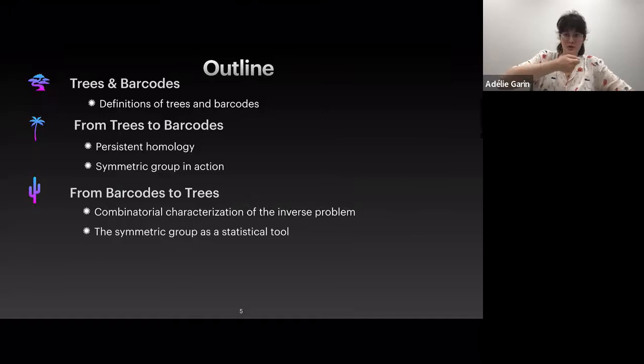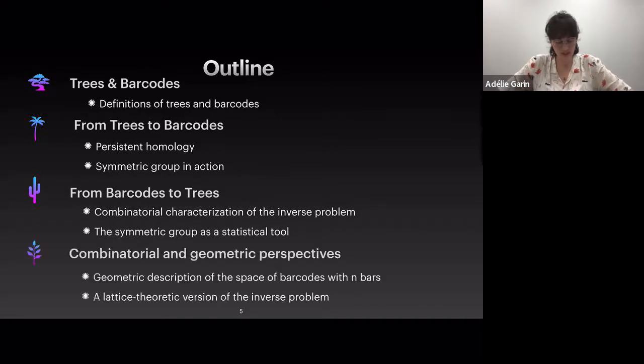Then, from barcodes to trees, the reconstruction problem. I'll explain how we can use the symmetric group as a statistical tool. And then I'll give the combinatorial and geometric perspectives of this. I will explain how we can give a new geometric description of the space of barcodes with n bars, based on some geometric group theory tools. And hopefully I'll have time to mention a lattice theoretic version of this inverse problem.